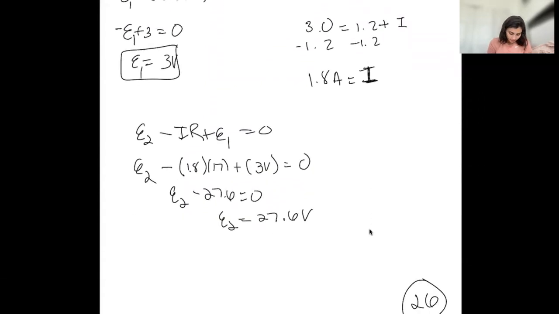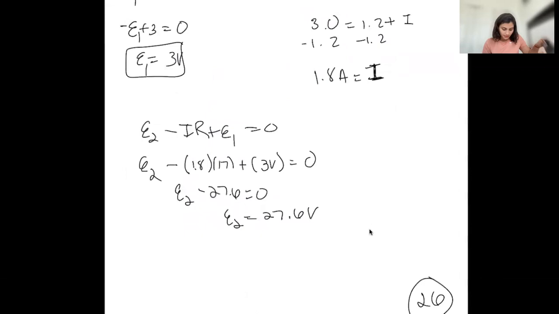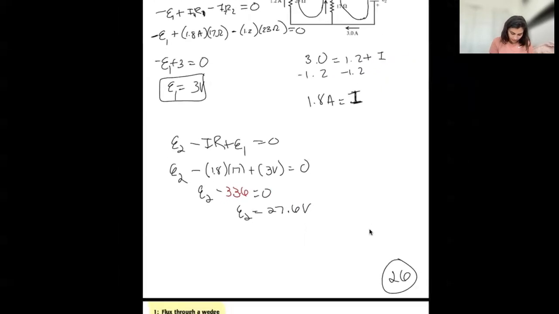So when I did this, it might actually be wrong now. Let me redo it really fast. 1.8 times 17 plus 3, 33. So this is minus 33.6. Let me make sure that's right. 1.8 times 17 plus 3, and it's a negative. So I get my voltage to be 33.6 volts. So my voltage across that E2 is 33.6 volts. And that's it. That would be E2 and E1.